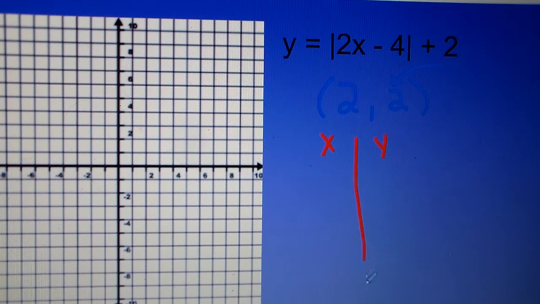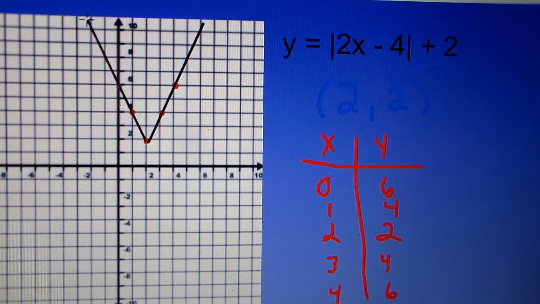Go x, y. You know the center one is 2, 2. We got 1, 4. And 0, 6. I got 3, 4, and then 4, 6. We plot those coordinates. 2, 2. 3, 4. And 4, 6. And we have success. So even when there's a number on the inside, you can still do it. It just messes up the vertex a little bit, so you have to look on your graphing calculator.